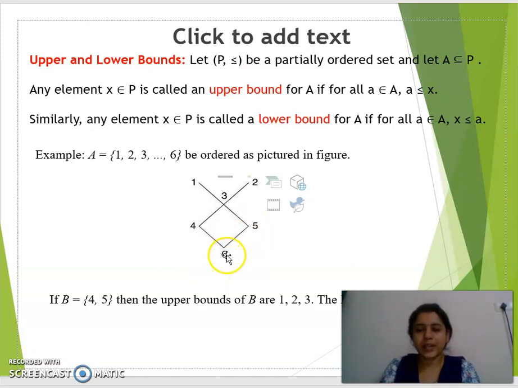That means if an element is related with all the elements of the subset, then that element is the lower bound. For the upper bounds, the subset elements are related to them: here 4 is related with 3, 4 is related with 1 and 4 is related with 2. Like that, 5 is also related with 3, 1 and 2. So 1, 2, 3 are the upper bounds of B.